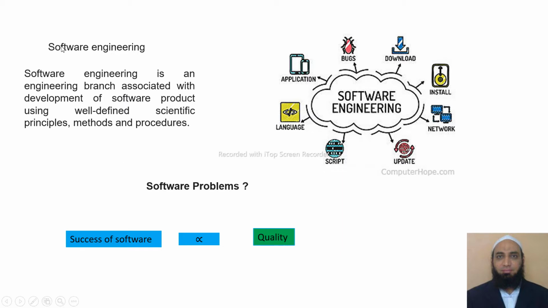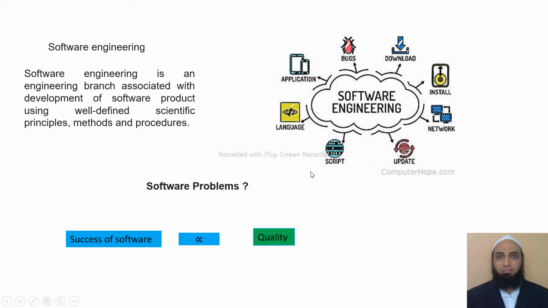We all know software engineering. What is software engineering? Software engineering is an engineering branch associated with the development of software products using well-defined scientific principles, methods and procedures. It encompasses so many things. There is an application, we need to select some language, we have to write the script, and there is updating, there is a network, and we have to install it, we have to download, there are bugs, so many problems, so many things, they are all associated with software engineering.